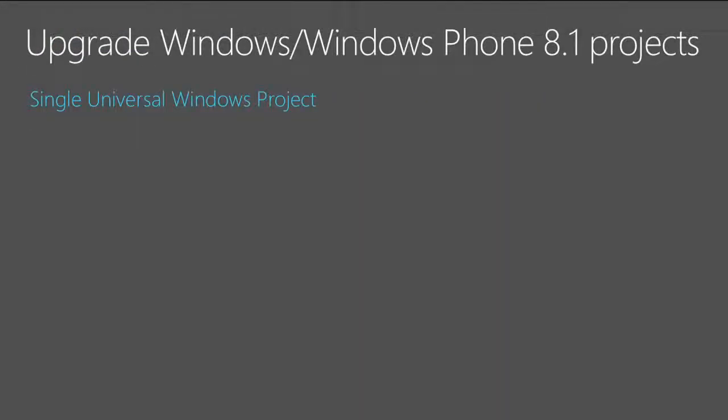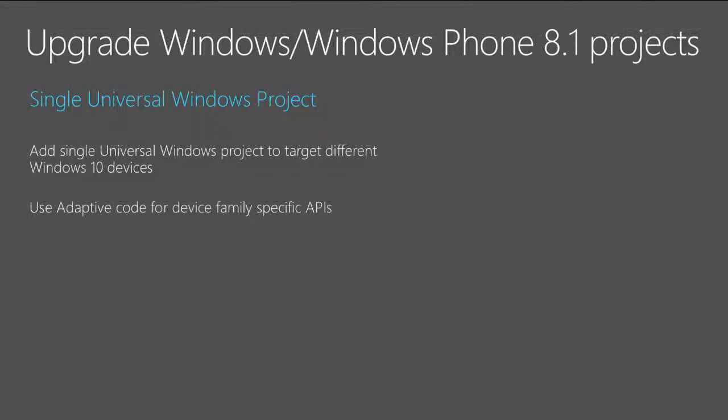So we talked about App Insights. Now this is going to be an interesting topic. How do you upgrade your existing Windows Phone 8.1 or Windows Store 8.1 application to Universal Windows projects? The first technique is pretty simple. What we call it is a single universal Windows project. What you would do is add a new application. You will use adaptive code to write device family specific APIs. You can support different form factors using adaptive UI.